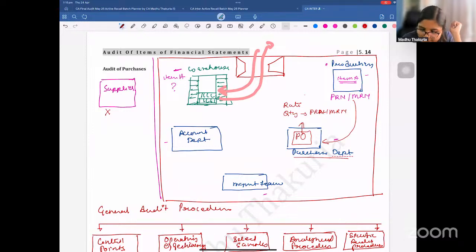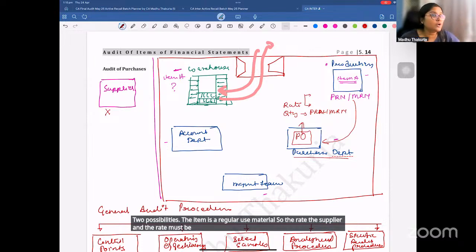Two possibilities. If the item is a regular use material, then the supplier and the rate must be fixed. If it is a new requirement, the item was never bought before, then he will get quotations. You remember whenever you buy a material, for example, if you have to get the civil work done for your house, you will get quotations from at least 2 to 3 civil engineers.